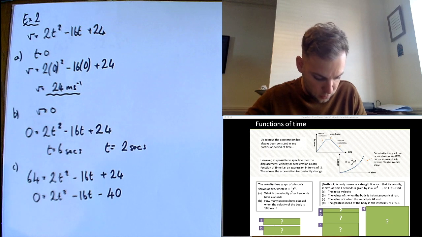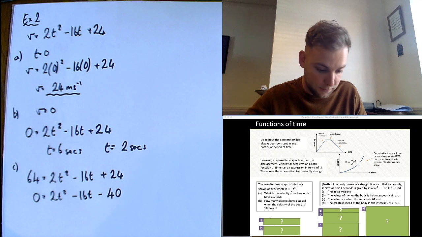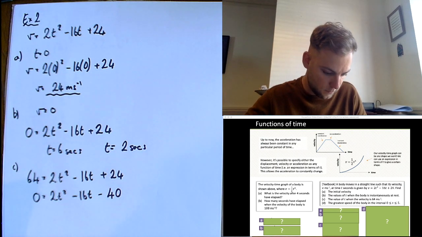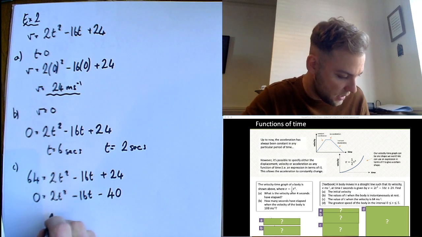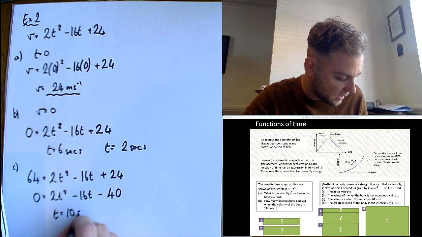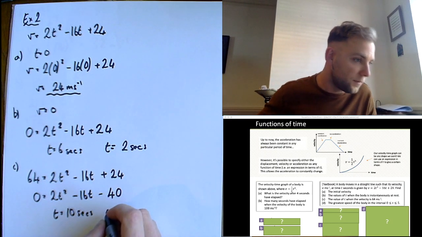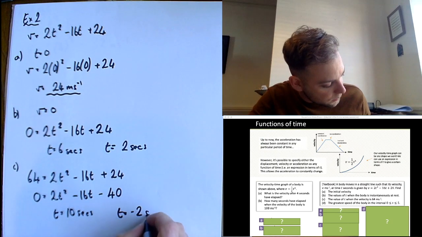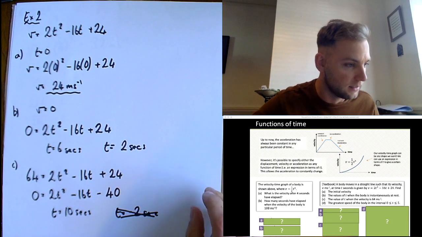So our first one is equal to 2, next one is minus 16, next one is minus 40. So we get two solutions here. t is equal to 10 seconds, and t is equal to minus 2 seconds. The reason it says value on this one is because the second t is minus 2 seconds, and we can't go backwards in time. So we just get one t here, which is the 10 seconds.